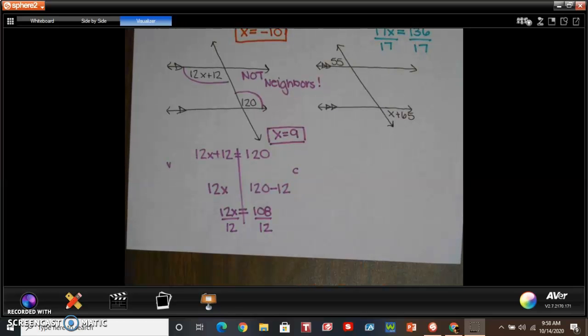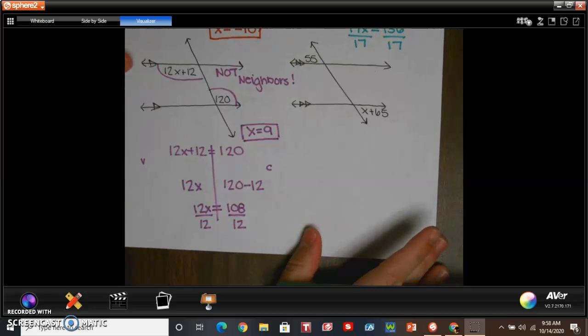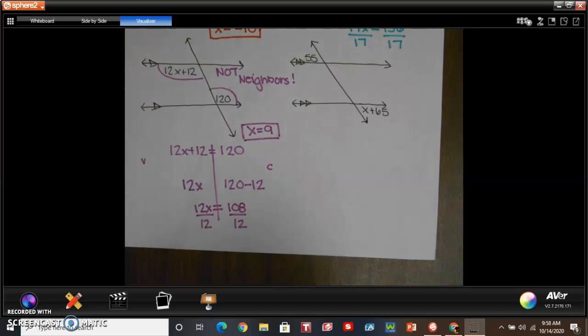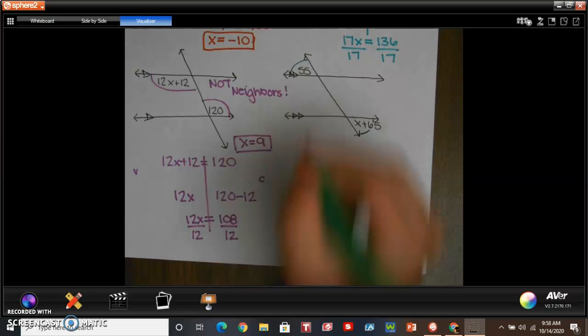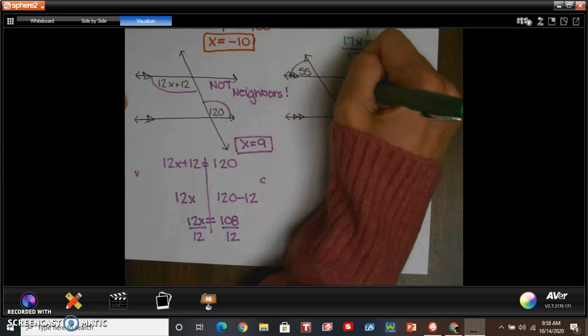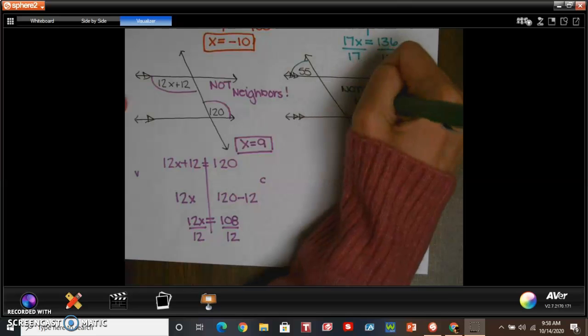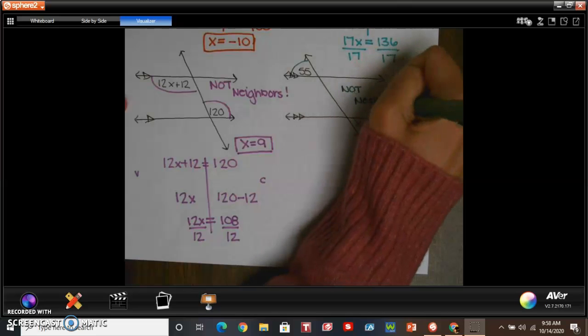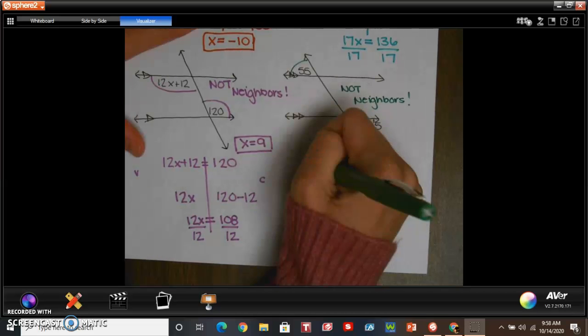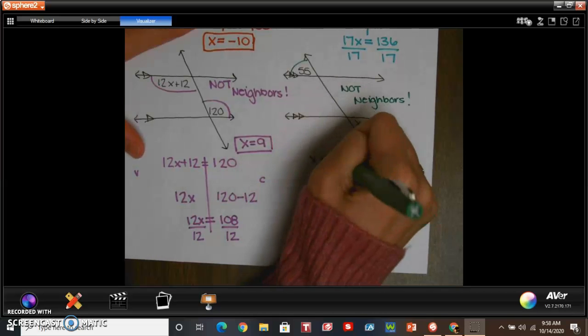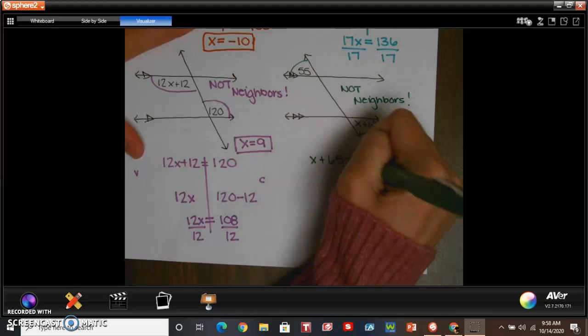All right, and our last example for today, and the last one we're going to do, we know that this one is 55. And this one is x plus 65. Are we neighbors or not neighbors? Well, they are definitely not neighbors. They're the farthest away out of any of them. So not neighbors at all. And remember, when we're not neighbors, we're equal. So we can say x plus 65 equals 55.